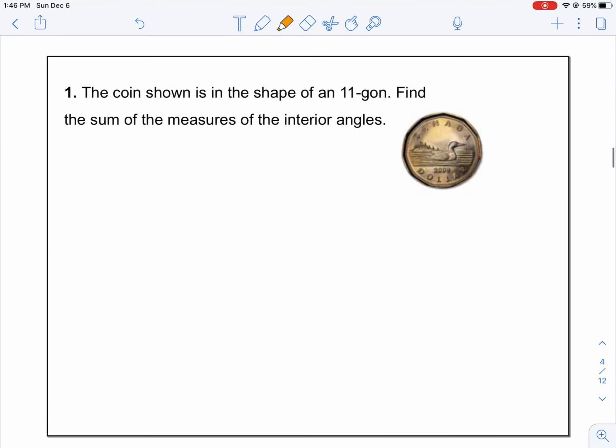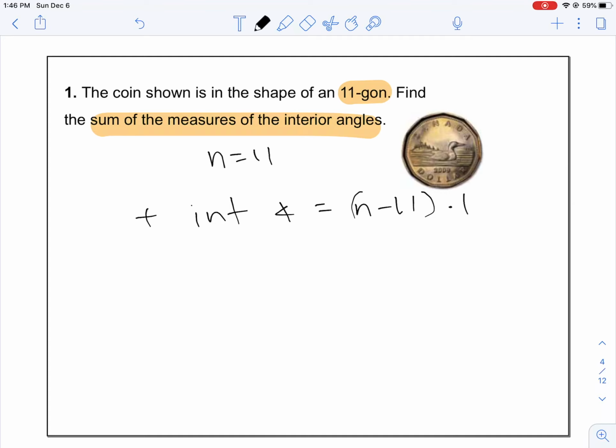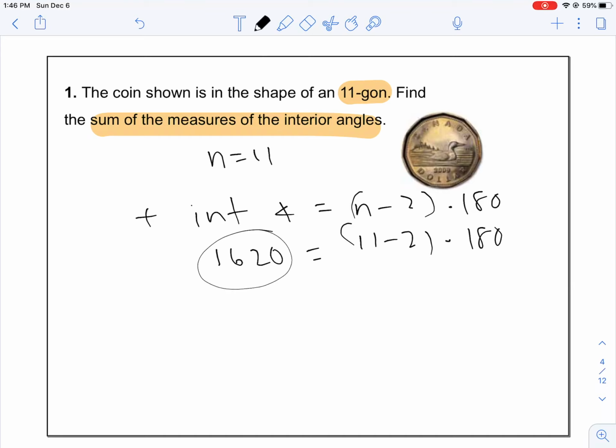Now this one's kind of interesting because this is those side gons. So this is 11-gon. So that tells me the n is 11. And they want us to find the sum of the interior angles. So sum of the interior angles is n minus 2 times 180. N minus 2, I apologize. So it's 11 minus 2 times 180. We get 1,620. And there's our answer.